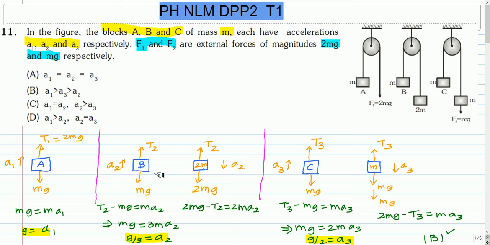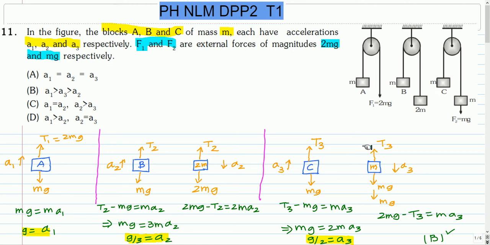In the second case, the block B, and let the tension be T2. So we can draw the free body diagram of the block B and the other mass 2m on the other side. If you write the equation, we get T2 minus mg, which is the force in the upward direction, equal to m into a2, and here 2mg minus T2 is the force in the downward direction, equal to 2m into a2. If you add these two, T2 will cancel and we get a2 as g by 3.